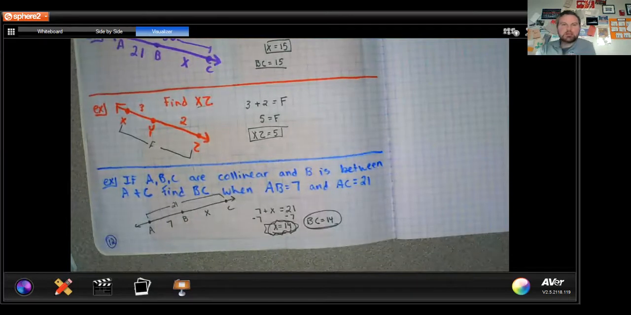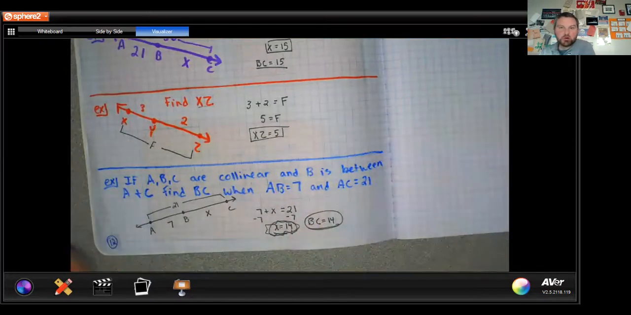Okay, so that is an introduction to segment algebra or segment addition. On page 13, we're going to do some harder ones. But in the meantime, there is a segment addition worksheet that you can start working through. And then after page 13, you can continue working on it, and then there will be a quiz. The worksheet is just practice so that we can take the learning target quiz.